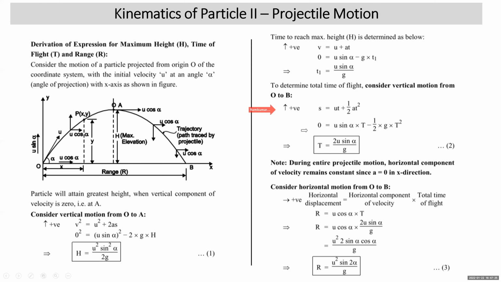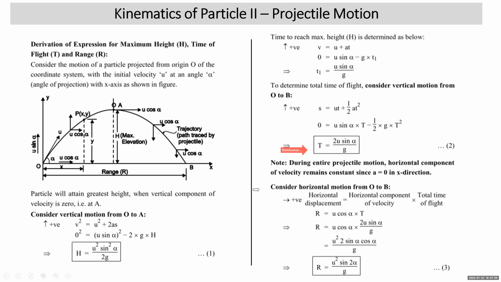Now here s is 0. Why is s 0? Because there is no vertical displacement between O and B. O and B are at the same level. O is called the point of projection. So with respect to the point of projection, target B is at the same level. So vertical displacement is 0. When you are writing vertical motion from O to B, s is 0. So you get total time of flight as 2u sin alpha upon g.